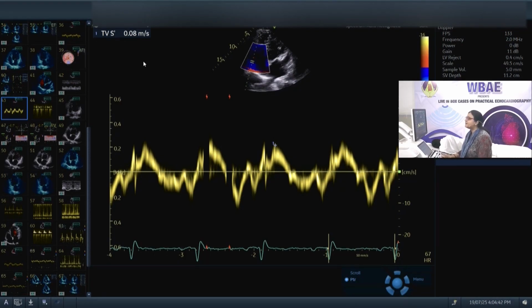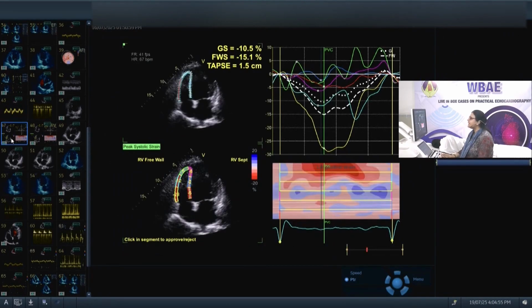So to summarize, this patient, along with LV systolic dysfunction and diastolic dysfunction, also has RV systolic dysfunction, with reduced RV function in the form of reduced TAPSE, reduced global strain, and reduced RVS1 velocity.